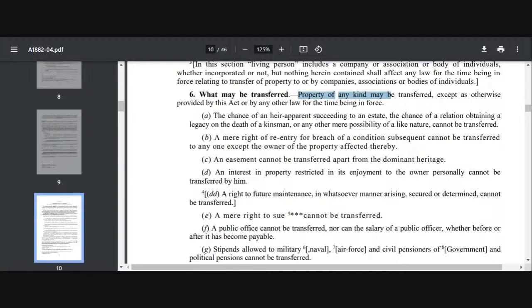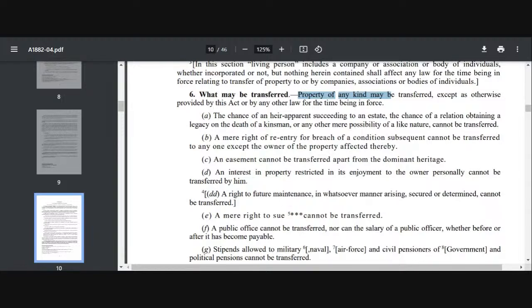So if I have a right to a way just because my house is falling in the same lane, and I can use a way which belongs to some other person, because that is the way to my house, that person is also allowing me to use it, and I want to just transfer this right of way to someone else. That cannot be done. Either you have to transfer your dominant heritage and then only the right to way will also get transferred, otherwise you cannot transfer easementary right.